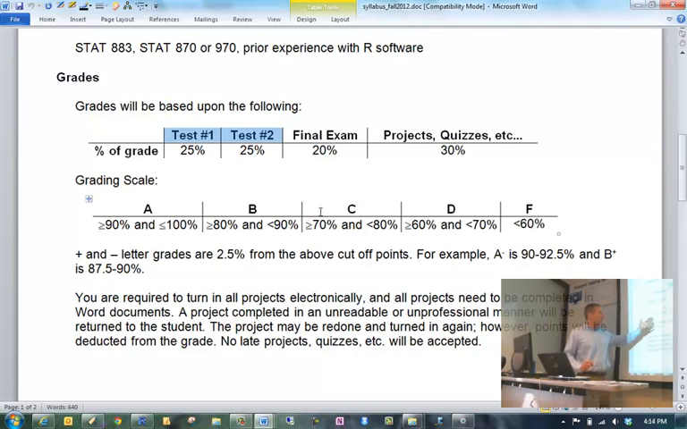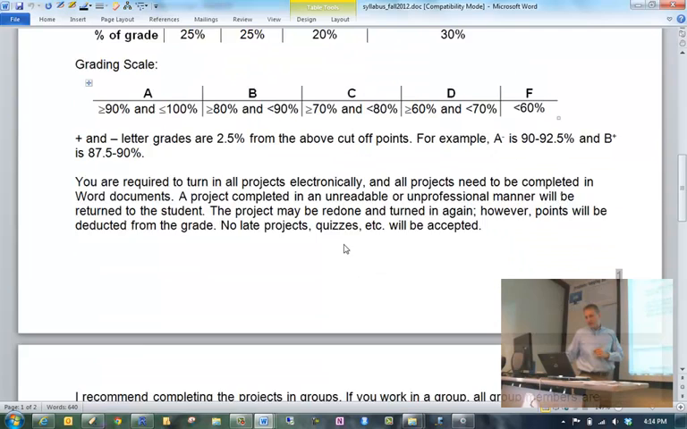Grades. Just the common grading scale there, where plus and minus letter grades are assigned 2.5% from the cutoff points.